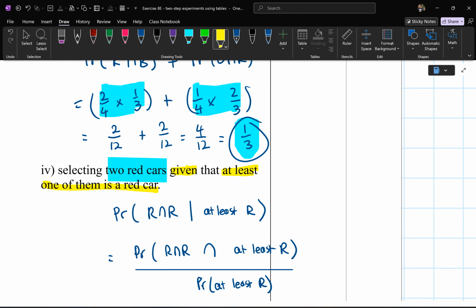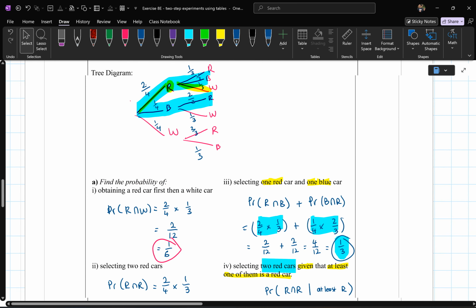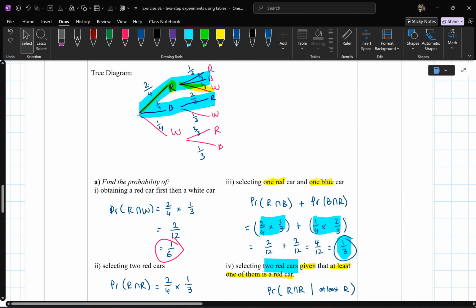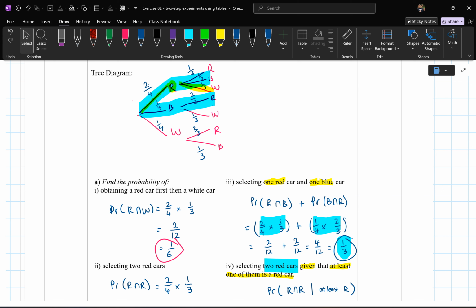Conditional probability means? Well, it's not out of 16 cars anymore, or 16 possible options. It's now out of the at least red. Now you look at the tree diagram, at least red, anywhere that has an R is included. That's included, that's included, that's included because it starts with R. This is included, but not that. This is included, but not that. So there's only 2 branches that you wouldn't include. So that means it's not out of the 16 possible options. Technically, it's out of 14 possible options.